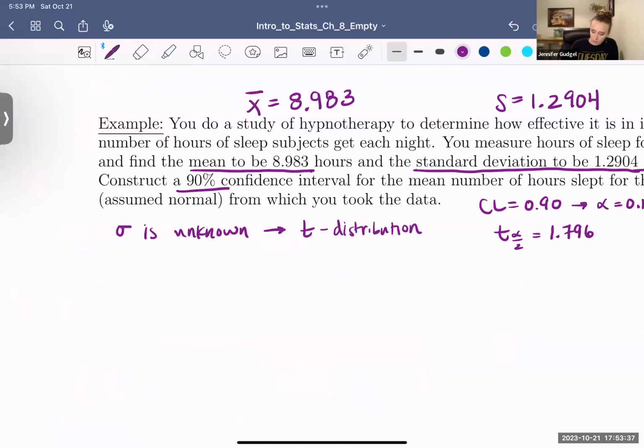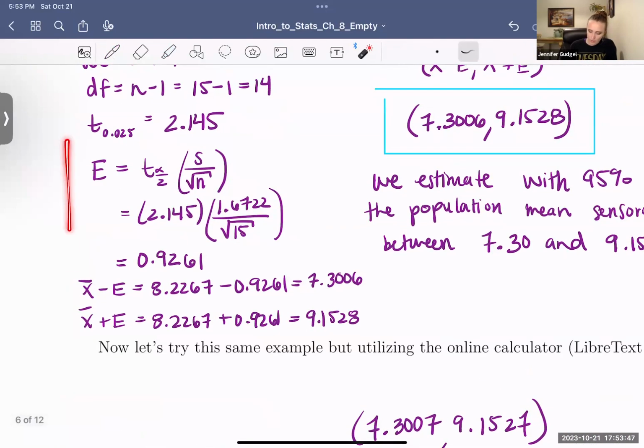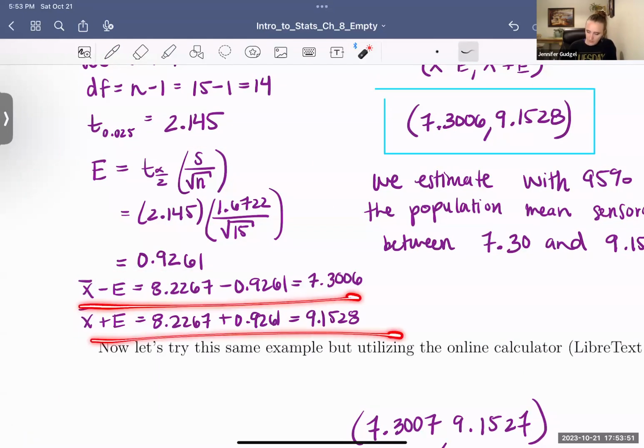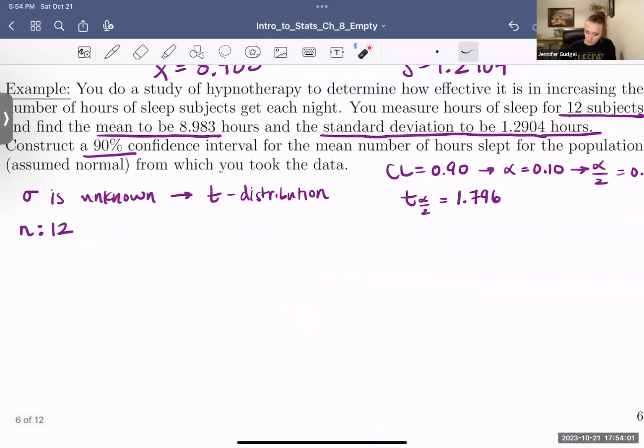I'm going to go to my online calculator and do it the quicker way just because our videos are getting a little long. But again, just like our previous example, find your error bound, subtract it from X bar, add it to X bar, and you should get the same result that we're going to get right here. You definitely need to practice that. I will ask you to do that by hand on the assessment.